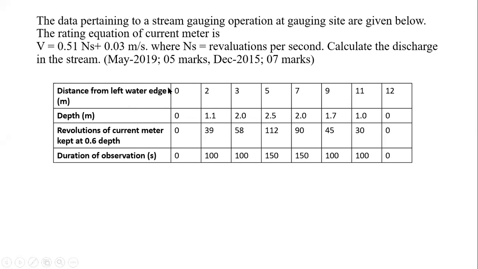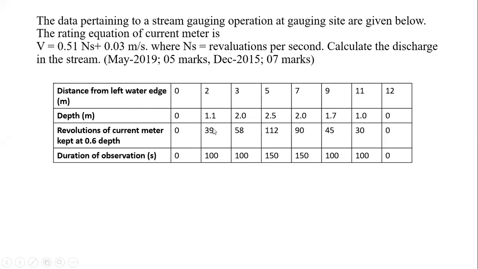बाद में 2 मीटर यानी कि लेफ्ट से 2 मीटर जो फ्लो का डेप्थ था वो 1.1 मीटर है, और जो करंट मीटर वहां पे प्लेस किया था कहां पे 0.6 अपर डेप्थ यानी कि 1.1 के 0.6. ओके, यानी कि 1.1 इंटू 0.6, 1.1 into 0.6 that is nothing but 0.66 मीटर पे.